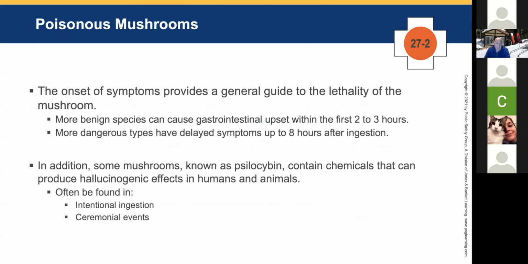But the onset of symptoms provides a general guide to the lethality, I should say, of the mushroom. The more benign species can cause gastrointestinal upset within the first 2 to 3 hours. More dangerous types have delayed symptoms up to 8 hours after ingestion. In addition, some mushrooms known as psilocybin contain chemicals that can cause hallucinogenic effects in humans and animals.